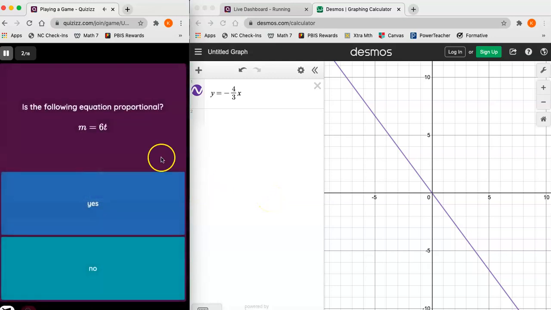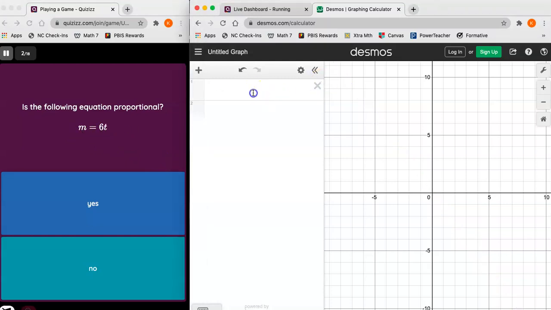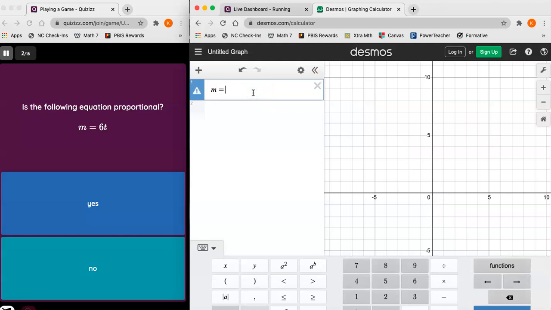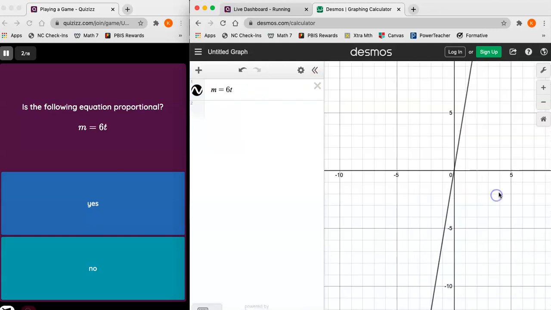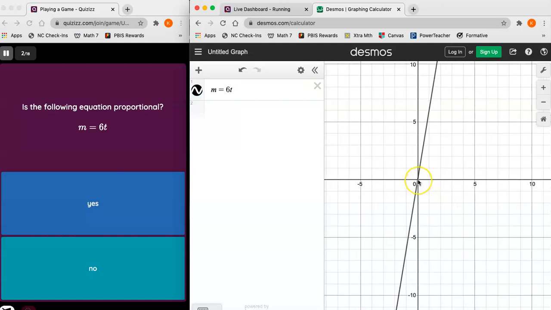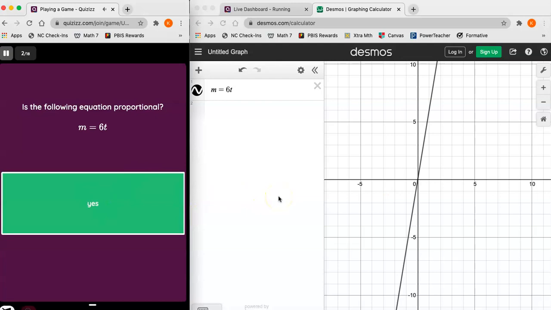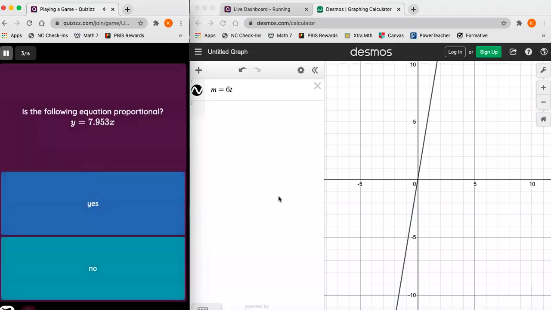Number 2, is the following equation proportional? Now don't let the m and the t throw you off. It's just as if you had y and x. So we type in m equals 6t, and you'll see this is proportional. It's a straight line, and it goes through the origin, 0, 0. So yes, that is proportional. For it to be proportional, it has to be a straight line and go through 0, 0.